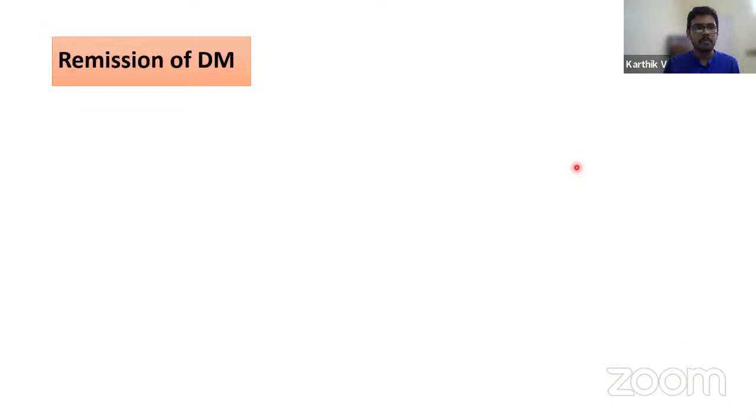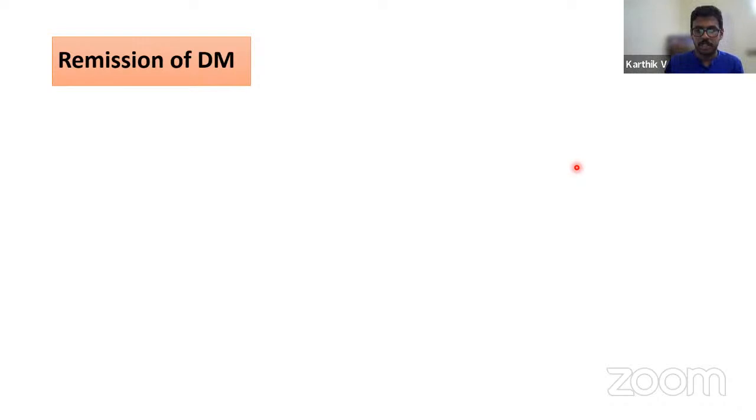Now, a concept regarding the remission of diabetes mellitus, a favorite question in your entrance examination also. How are you going to define the remission in type 2 diabetes? There are several myths revolving around the remission and reversal of diabetes, whether reversal is possible or it is just remission of diabetes where the patient is euglycemic only for a transient period and only to relapse later. So there is controversy with regard to the definition.